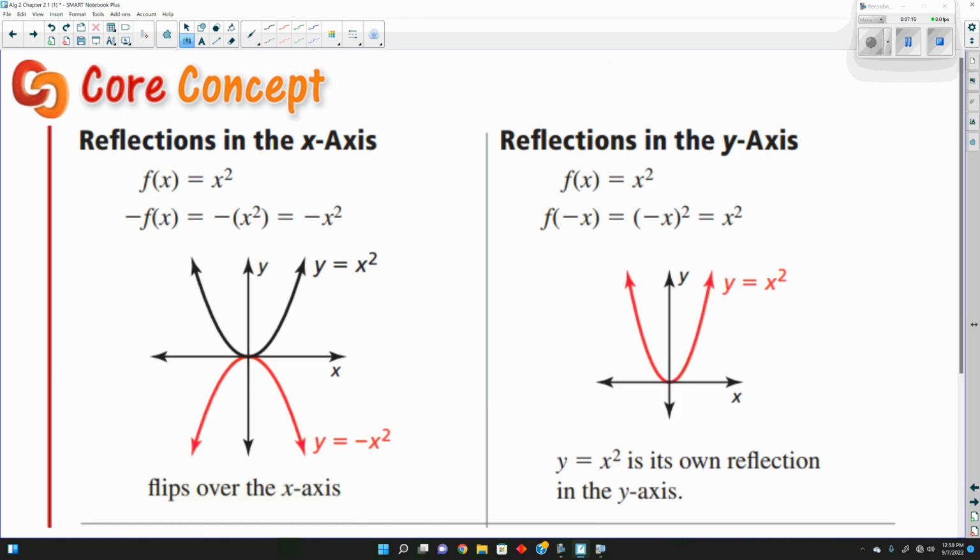So our next type of transformation is a reflection in the x-axis or y-axis. Now, if it's across the x-axis, the negative is either outside the parentheses or there are no parentheses. Now, really the big one is y-axis. If there's a negative in front of the x inside parentheses, it's across the y-axis.